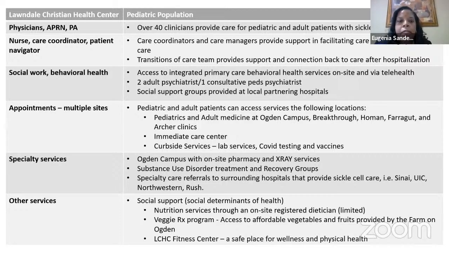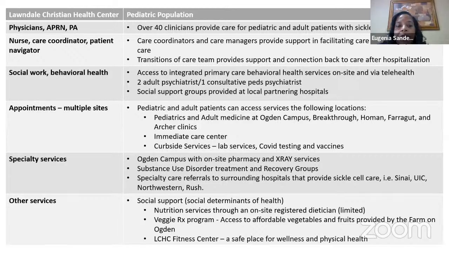We have over 40 clinicians that provide care for both our pediatric and adolescent patients who have sickle cell disease. We do basic preventive medicine for them. We have care coordinators and care managers that provide support in facilitating care, including specialty care. We have transition of care teams that help to connect patients back, once they've been admitted to the hospital or seen in the emergency room, to have a follow-up appointment with their primary doctor. We also have access to integrated primary care behavioral health services, with on-site psychologists as well as telemedicine. We have 2 adult psychiatrists on our staff, as well as 1 consultative pediatric psychiatrist from Rush. And we also have connection with our social support groups at local hospitals.